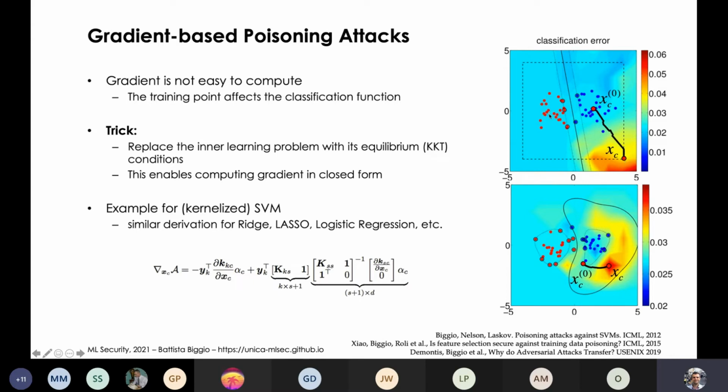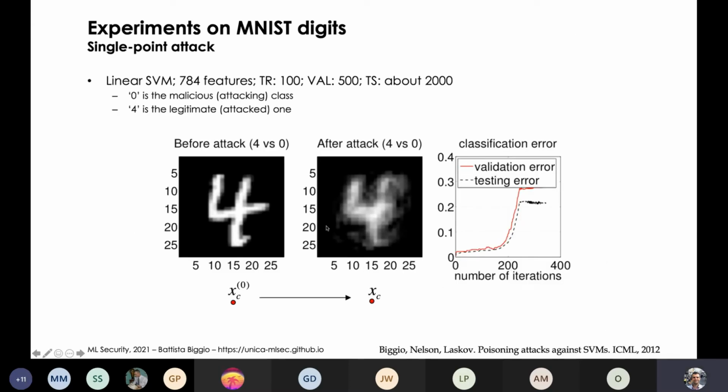Of course, if you start without flipping the label, the attack probably doesn't work, because if I start from a red point here, this is a flat region where the gradient is zero. So I don't know where to go if I start from here. But if I start from deep inside a different class, then there is a signal that I can follow to optimize my function. And then here you have another example for a nonlinear optimization problem, the RBF SVM. All right, so these are some experiments which I have to say were quite surprising to us.